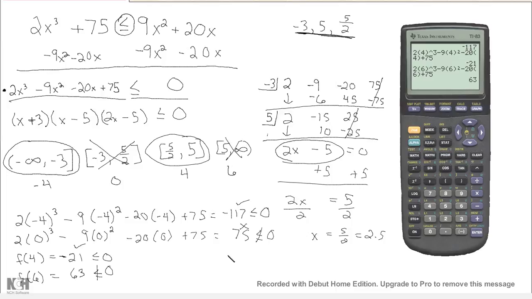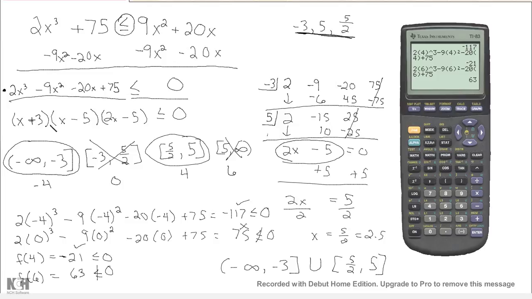So my answer then is the two intervals that did work, which would be negative infinity to negative 3 union 5/2 to 5. We always put that union symbol between when we have two or more intervals that work. I know that was kind of a long problem. There's a lot of checking here.